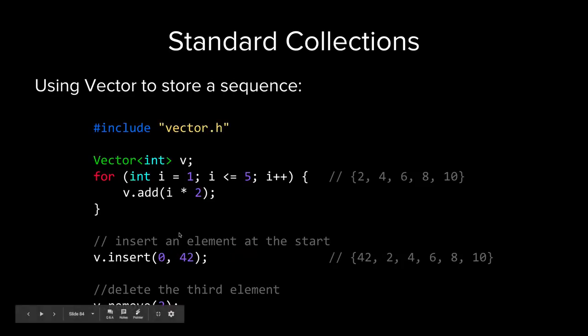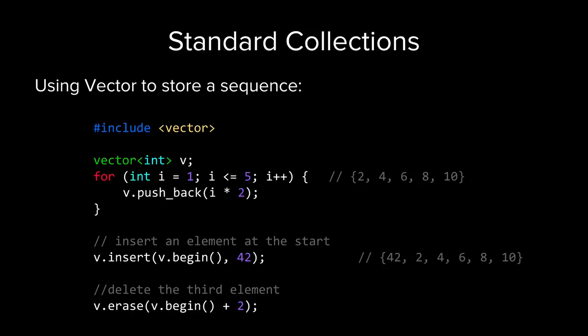And in Stanford vector, you have v.remove with the value at index 2. And then in the standard vector, you have v.erase. And then again, this begin thing, and then plus 2 for some reason, which we'll talk about in a second. Okay. So any questions about the standard collections at all? I know I'm really rushing through these things, but I want to get a breadth of things.